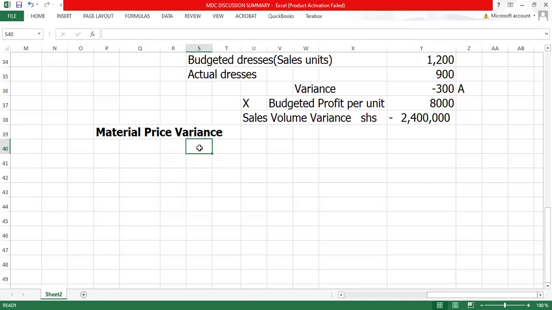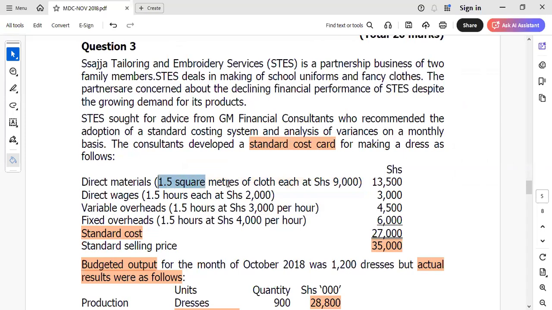The question is, for 1 square meter of material, what is your budget to buy 1 square meter? And the budget for your 1 square meter, you will get it from your standard cost card. Here, this information is given: 1.5 square meters of cloth each.